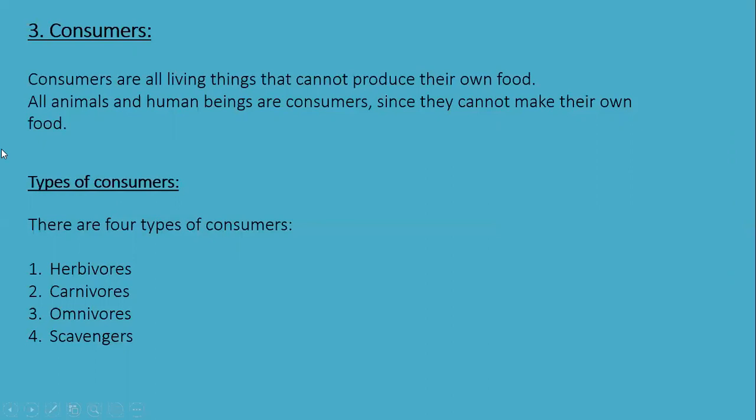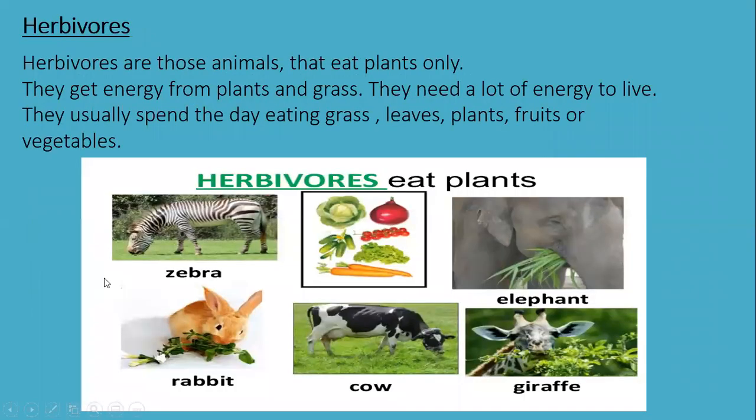Then we have types of consumers. How many types of consumers do we have? Again, we have 4 types of consumers: herbivores, carnivores, omnivores, and scavengers. Let's see who are herbivores.